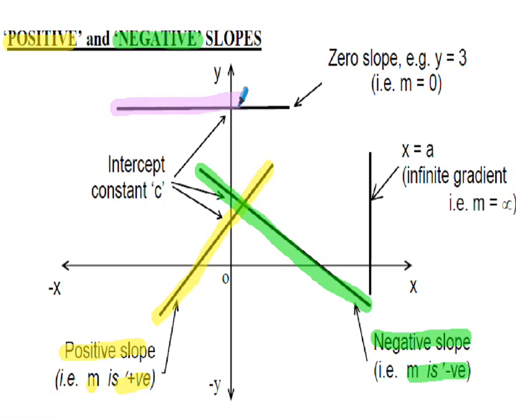A horizontal line, as shown here, has a 0 gradient, so the y value might be 3, that line might pass through y is equal to 3. The y value, for example, might be 3 in the illustration, but the slope or the gradient m is equal to 0. And vertical lines have an infinite gradient, so the m is equal to infinity.